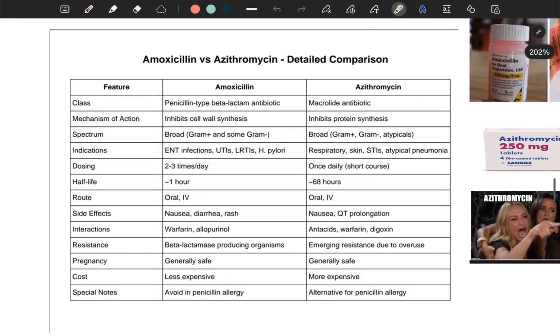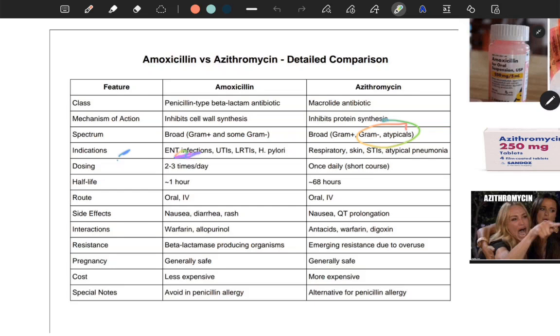Okay, so here is the detailed table. Amoxicillin belongs to the penicillin type beta lactams, and azithromycin belongs to macrolides. Mechanism of action: amoxicillin inhibits cell wall synthesis, azithromycin inhibits protein synthesis. So here bacteria burst open, and here bacteria just are not able to grow. The spectrum: amoxicillin is broad, mainly gram positive, a little bit of gram negative bacteria. Azithromycin is also gram positive, but it is very useful in atypical bacteria.